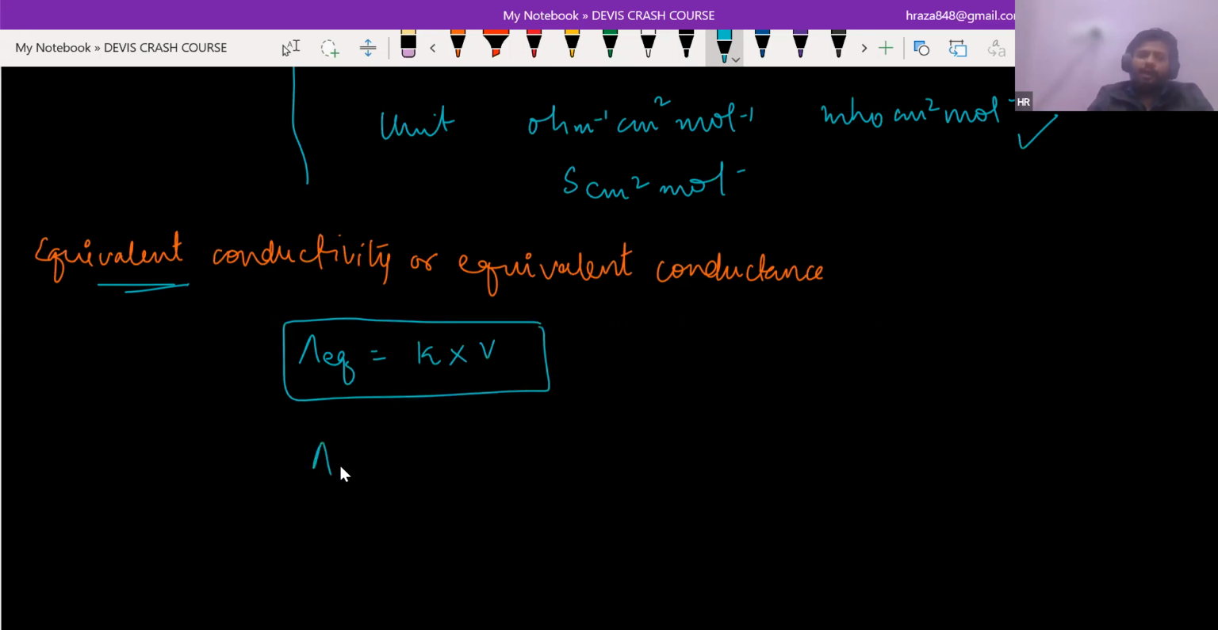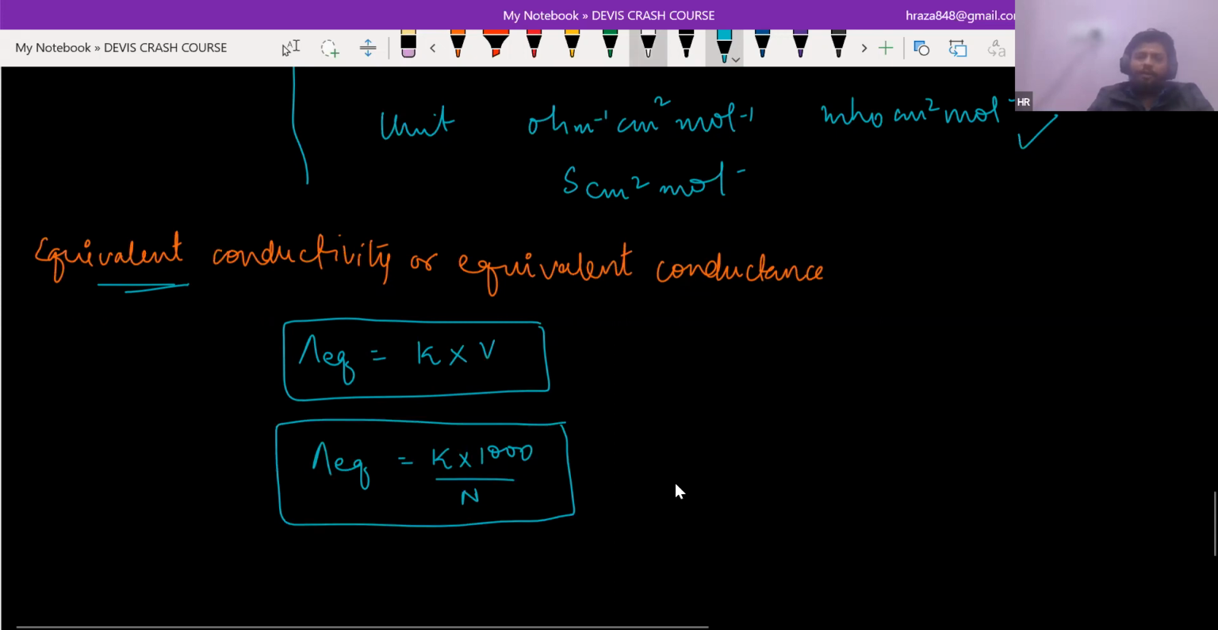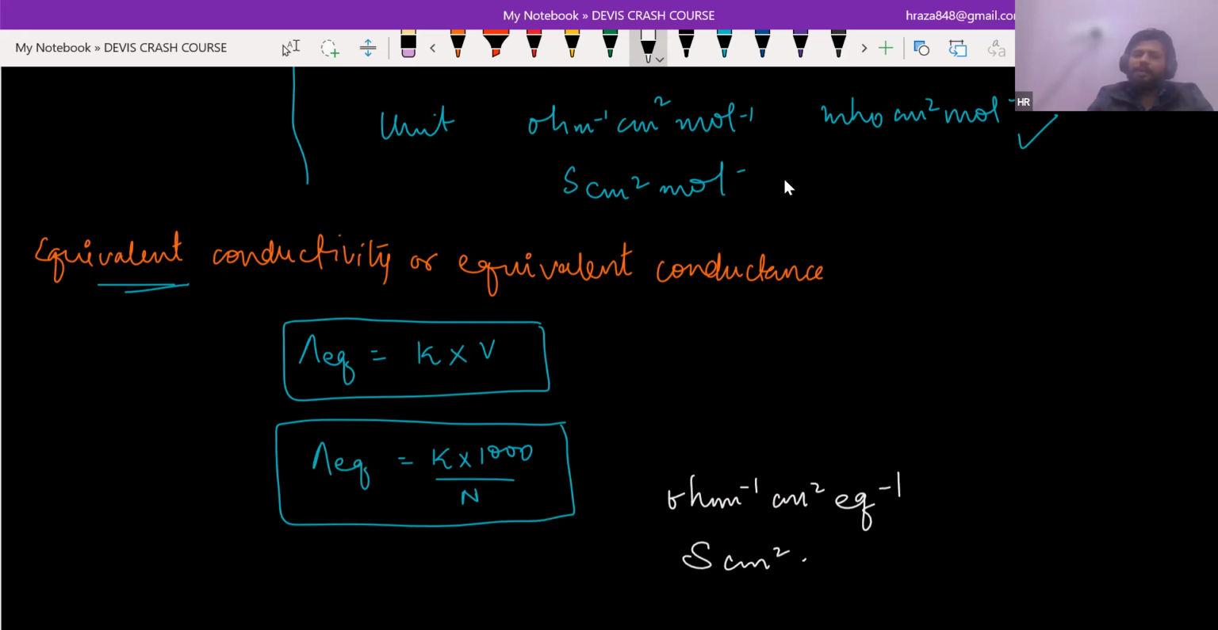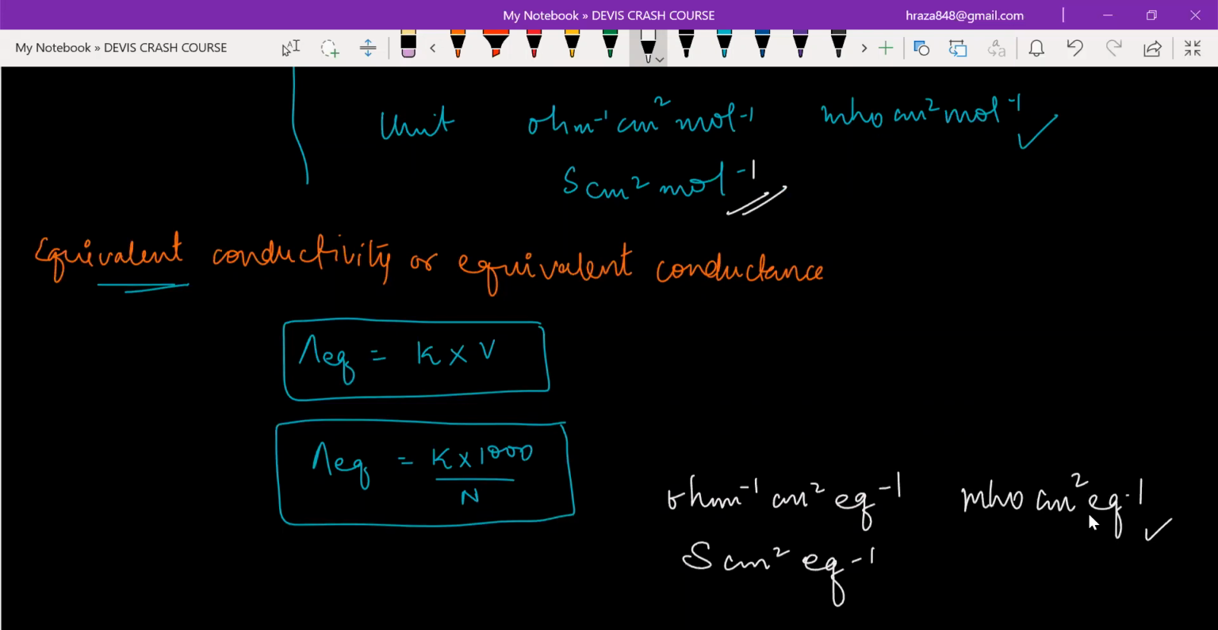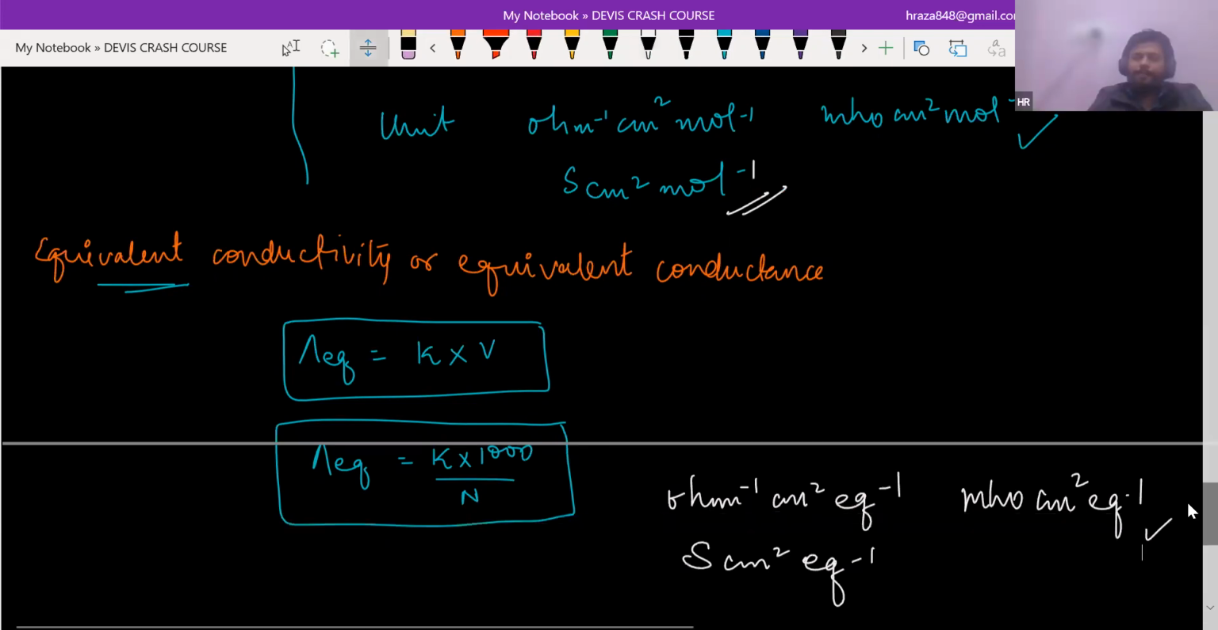And again, we can write lambda EQ is equal to kappa into 1000 upon N. And again, we can get a unit that is Siemens centimeter square per equivalent. Only the difference: in the previous one, it was per mole. And we can also write mho centimeter square per equivalent. So this is the difference between the two.